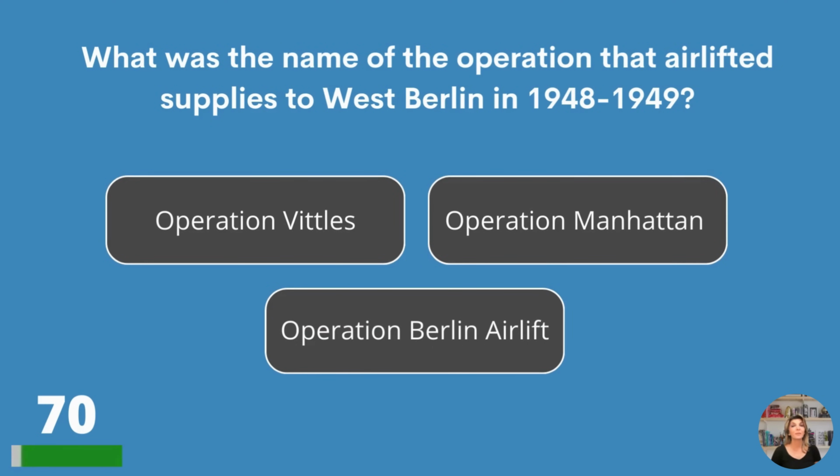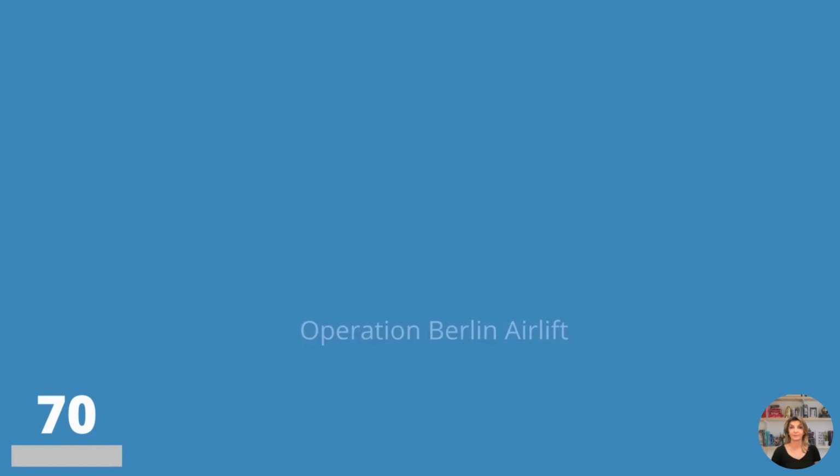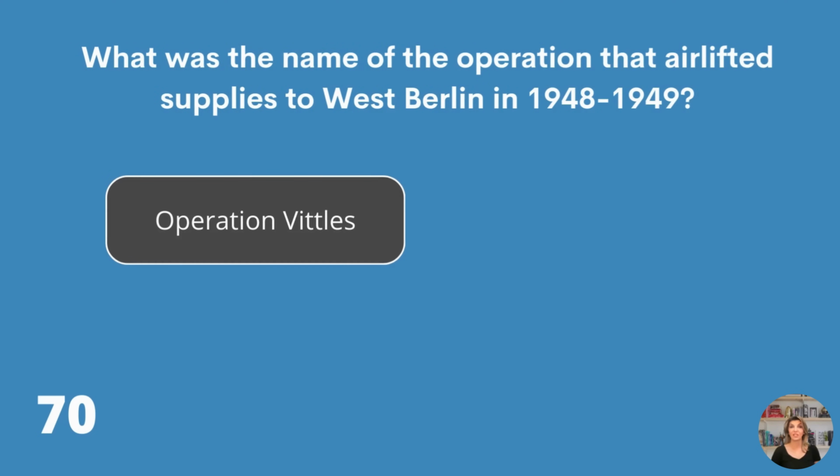What was the name of the operation that airlifted supplies to West Berlin in 1948 to 1949? Operation Vittles, Operation Manhattan, or Operation Berlin Airlift? Operation Vittles.